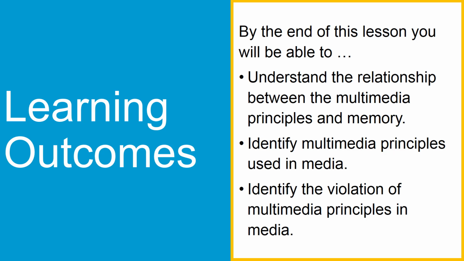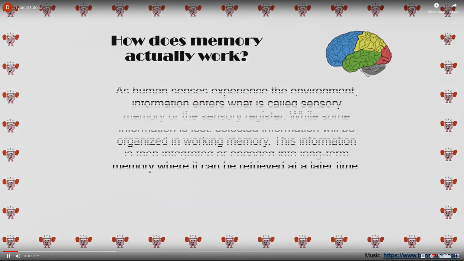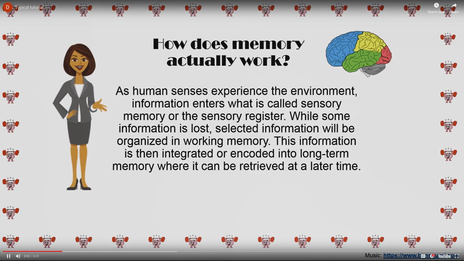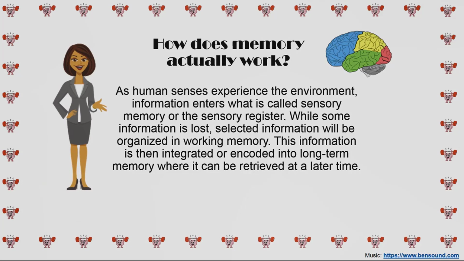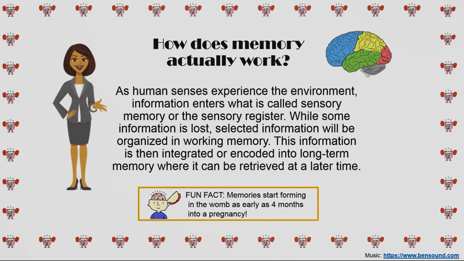Now I want to show you an example of a typical tutorial. How does memory actually work? As human senses experience the environment, information enters what is called sensory memory or the sensory register. While some information is lost, selected information will be organized in working memory. This information is then integrated or encoded into long-term memory, where it can be retrieved at a later time.